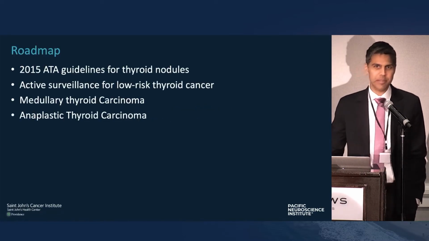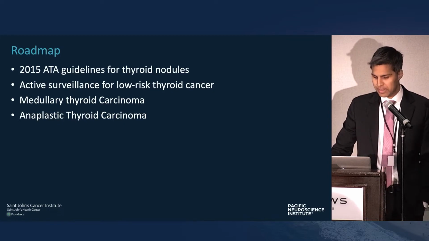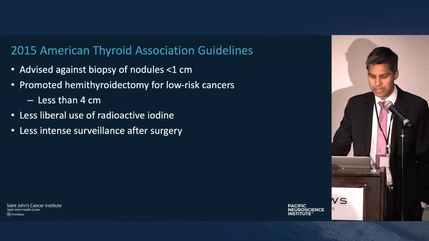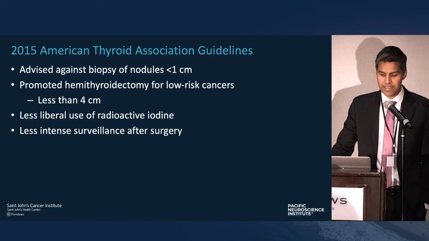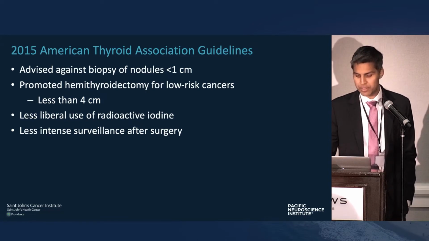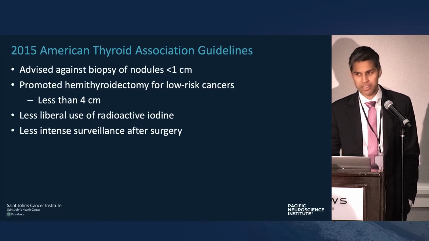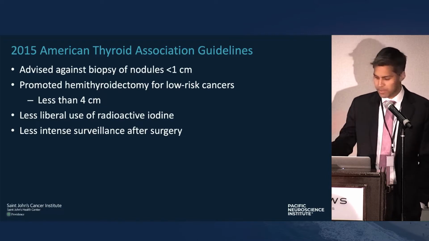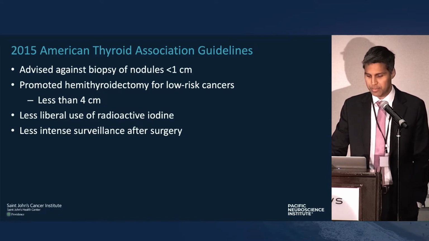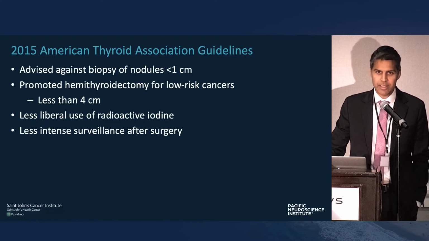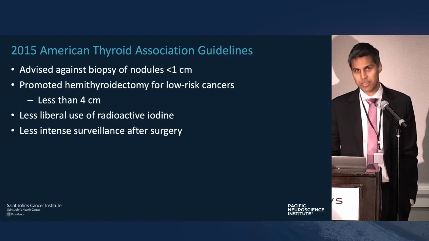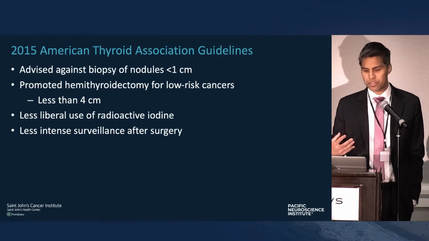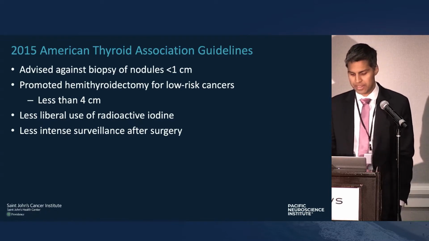So this is really going to be just some key take-home points about thyroid cancer. The watershed year in thyroid cancer came with the latest edition of the ATA, or American Thyroid Association, guidelines for management of adult thyroid nodules, where a lot of things changed. The key points, which probably everyone is familiar with and have been assimilated into practice in the last 7 years, are that they advised against biopsy of any suspicious thyroid nodules less than a centimeter in size. And the big shift for a surgeon was that they promoted a hemithyroidectomy for low-risk cancer.